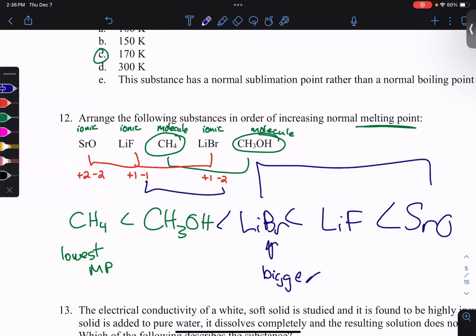I know that molecular compounds always have lower melting points because you're just breaking weak IMFs. And then amongst those, you can look at the IMFs. And then within ionic compounds, you can look further at lattice energy.